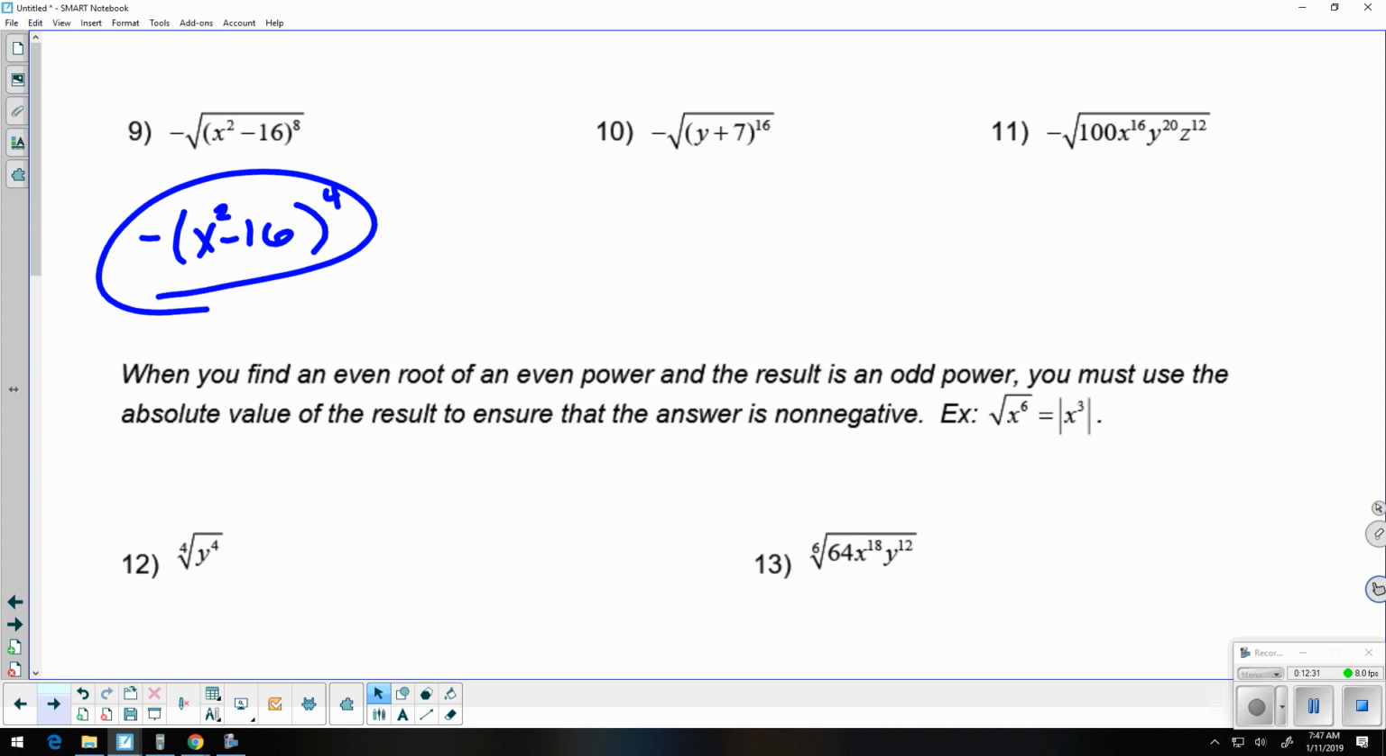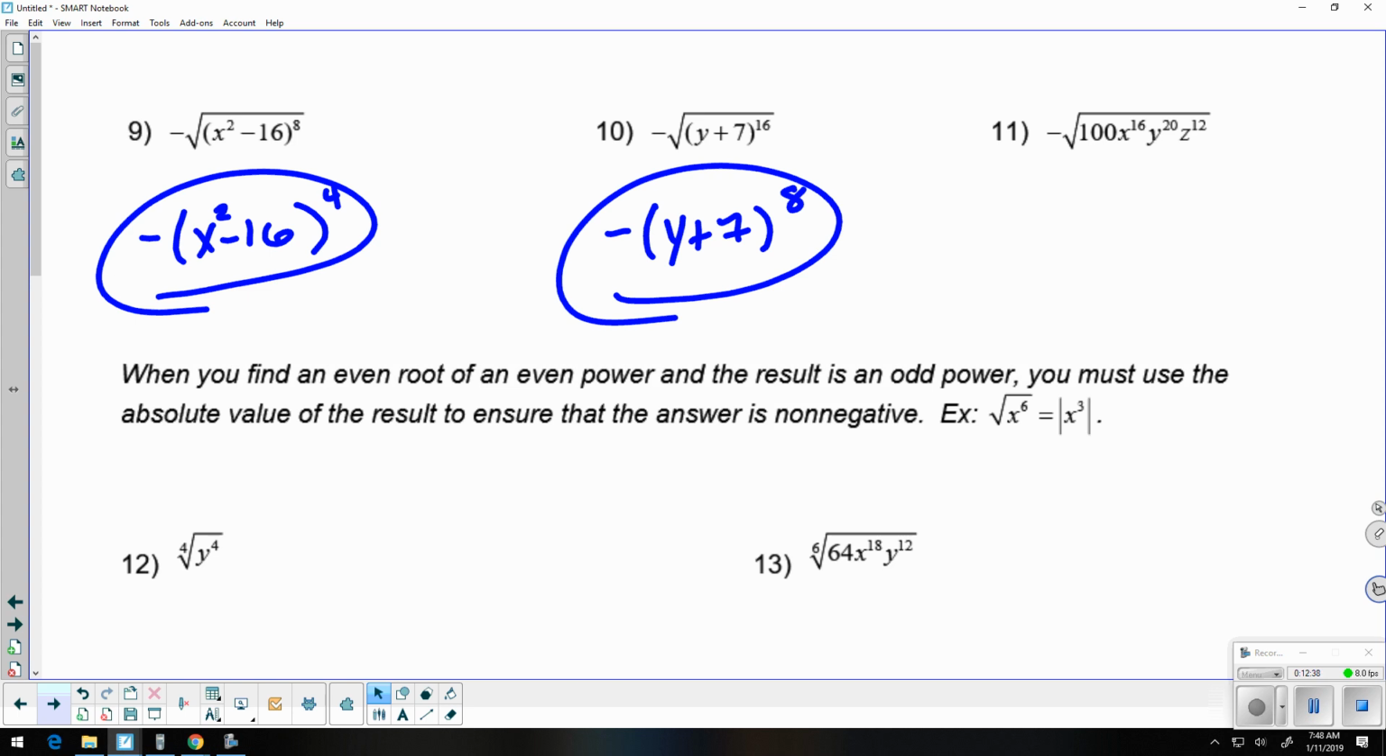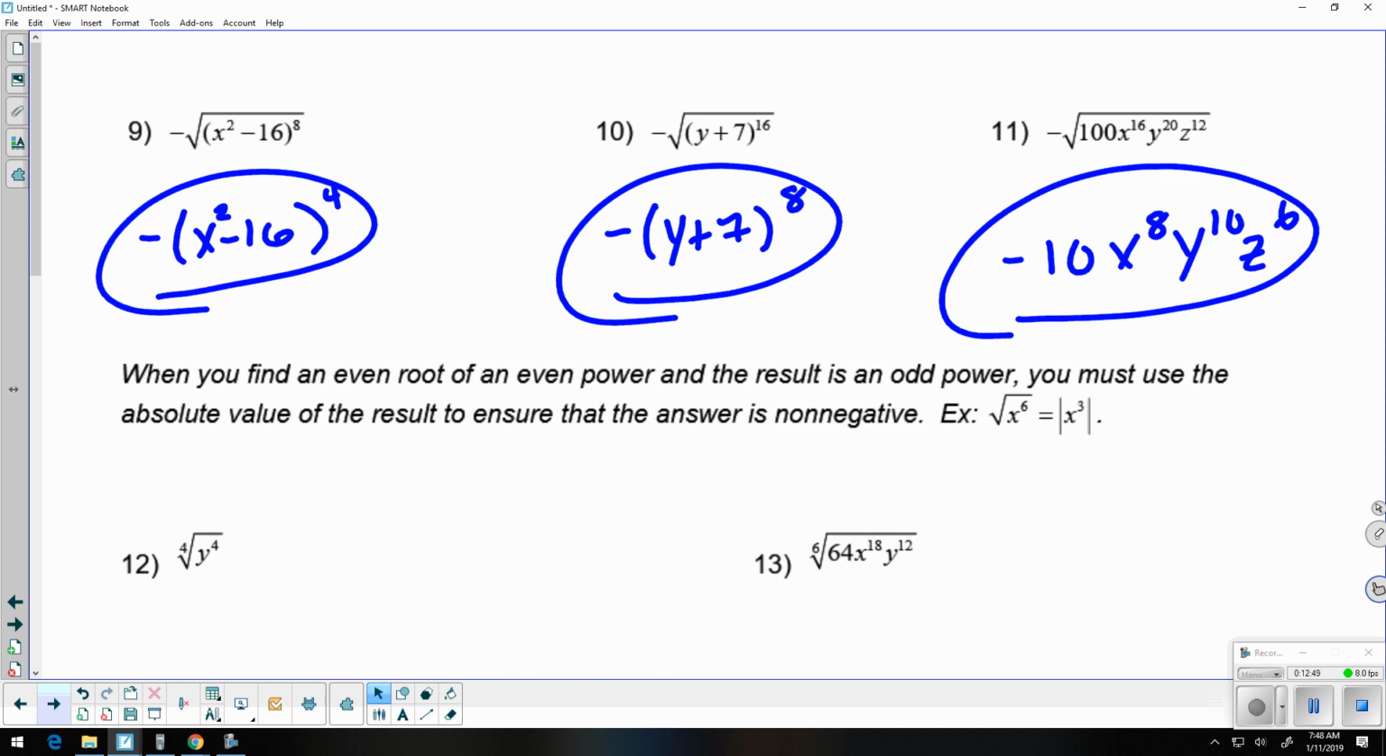For number 10, this would be negative. Keep the quantity all together, but now it would be to the 8th power once you take the square root. And the last one, final answer, I'm just going to go ahead and do this in my head. This would be negative 10 x to the 8th, y to the 10th, z to the 6th. And there's your final solution.